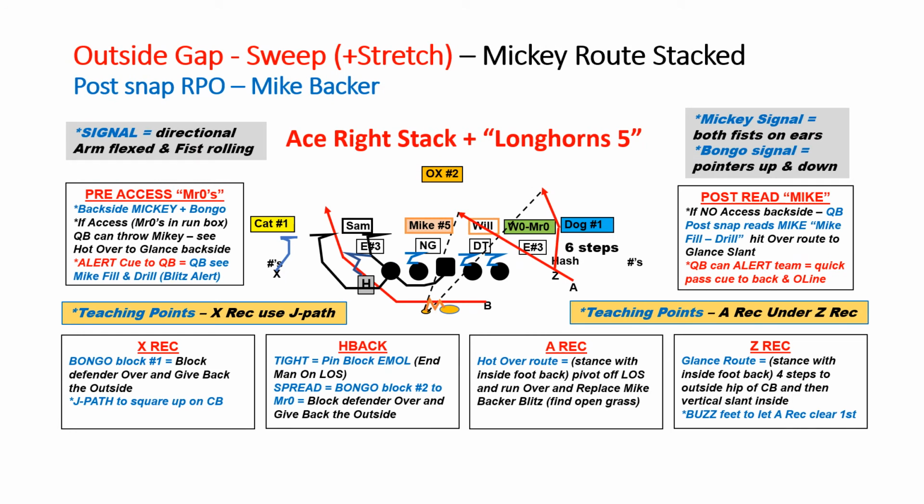When we go outside gap, where we run the Mickey concept, again the Z will go first, running his normal glance route. The one thing you can do here if you want, he can bend that out a little bit at the stem of his route so he doesn't get too far into the middle. The A makes sure he goes underneath the Z behind him and runs the same hot over.